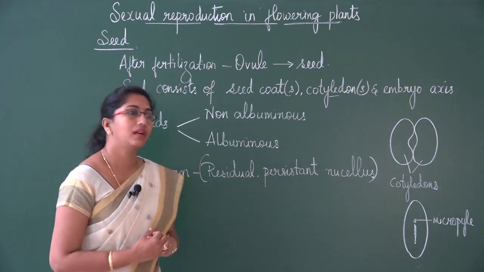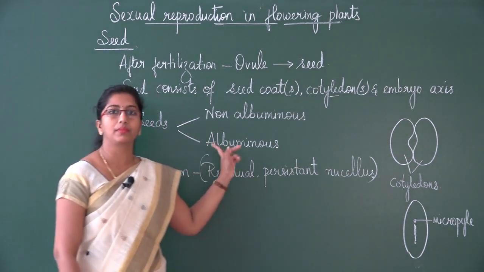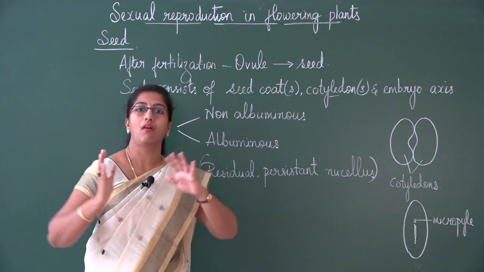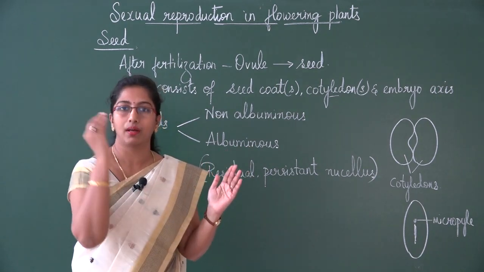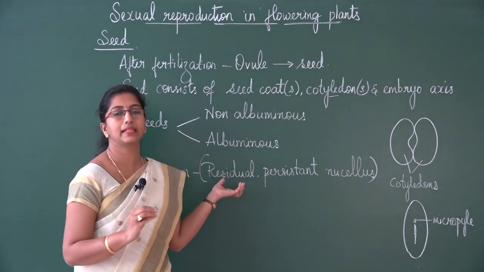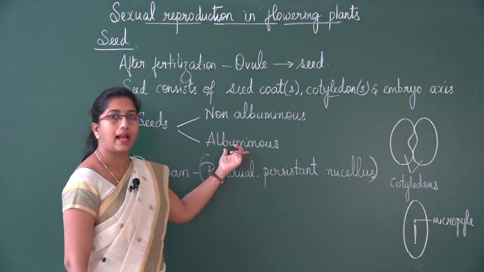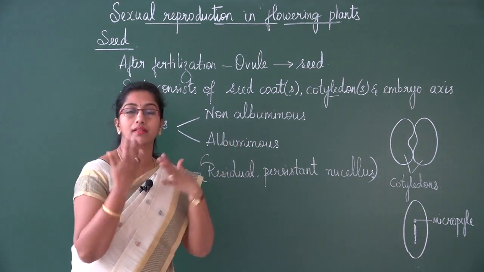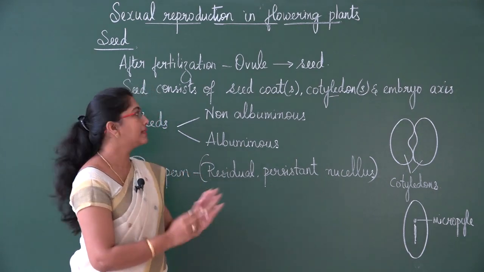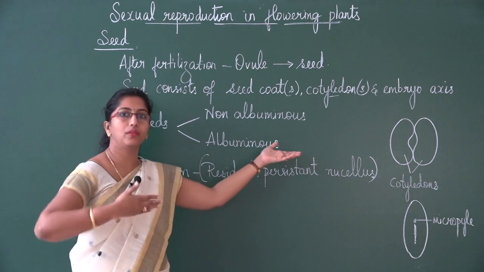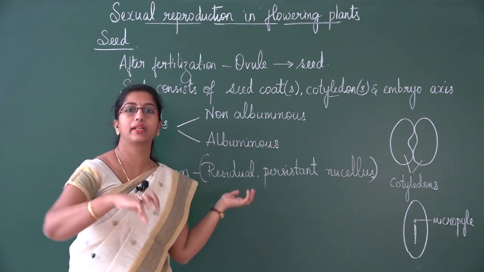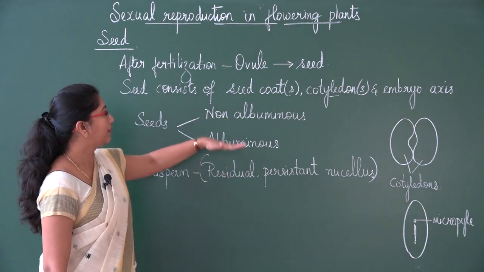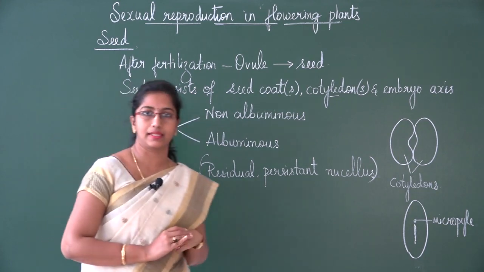So what are albuminous seeds then? In albuminous seed we see that a part of the endosperm is retained. Not 100% of the endosperm is used up, a part of the endosperm is remaining in the seed, and that seed we call albuminous seed. As the seeds are formed, the reserved food material or nutritive tissue is the cotyledons. Before that, during fertilization, for the embryo development, the nutritive tissue will be the endosperm. So that is about non-albuminous seeds and albuminous seeds.